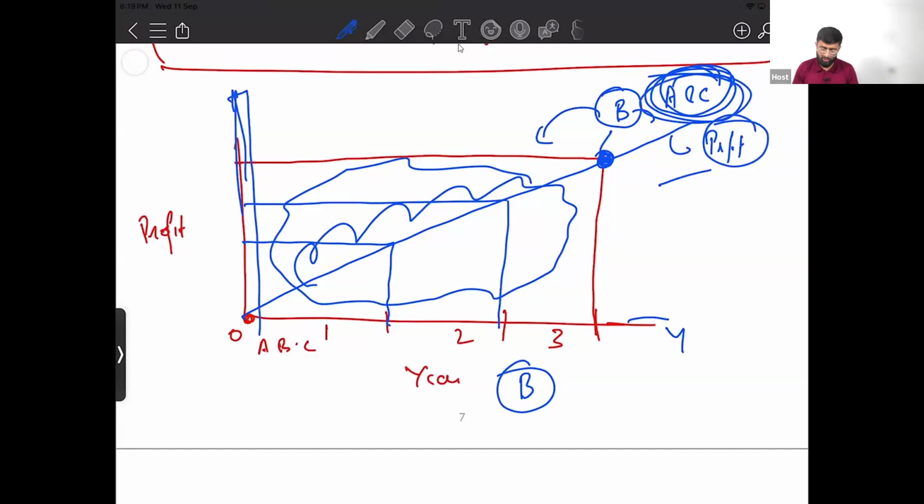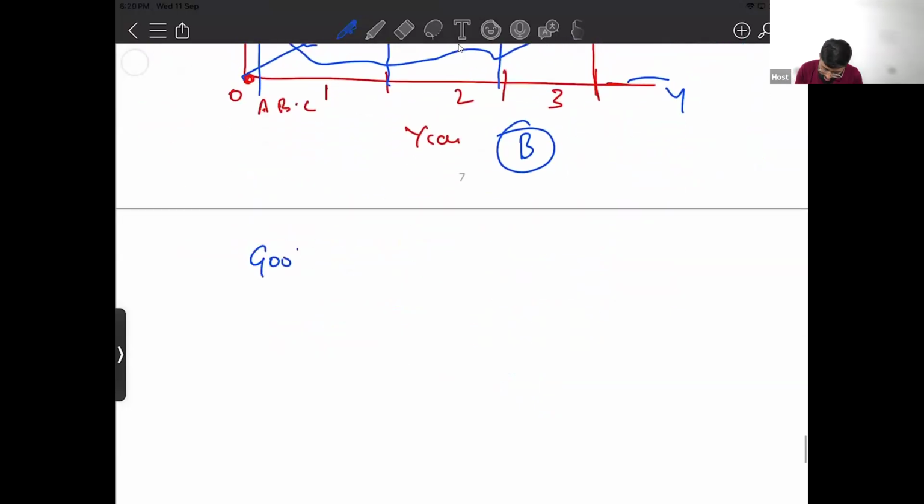So it's not fair for B. So what we say is let's give B some extra amount as a token of appreciation. So what is goodwill? Goodwill, self-generated goodwill, is the amount of future profit.